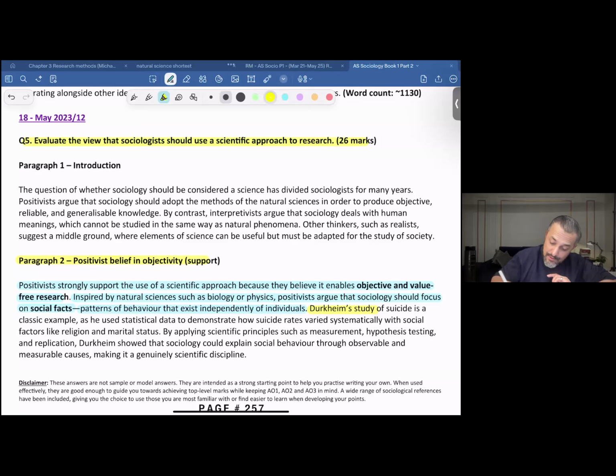Durkheim's study of suicide is a classic example as he used statistical data to demonstrate how suicide rates varied systematically with social factors like religion and marital status. By applying scientific principles such as measurement, hypothesis testing, and replication, Durkheim showed that sociology could explain social behavior through observable and measurable causes, making it a genuinely scientific discipline.